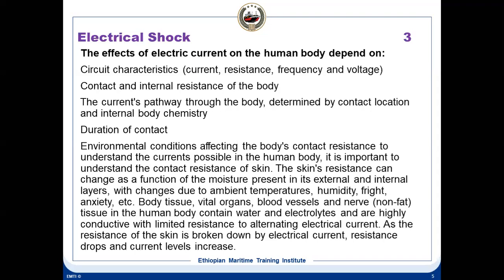So what is the effect of this? Circuit characteristics means current, resistance, frequency, and voltage. Now, how do we get an electrical shock? Either you touch any live parts or naked wires or whatever it is, you get an electrical shock. How you withstand this electrical shock depends upon the resistance of your body. If your body resistance is less or more, you can withstand the electrical shock.